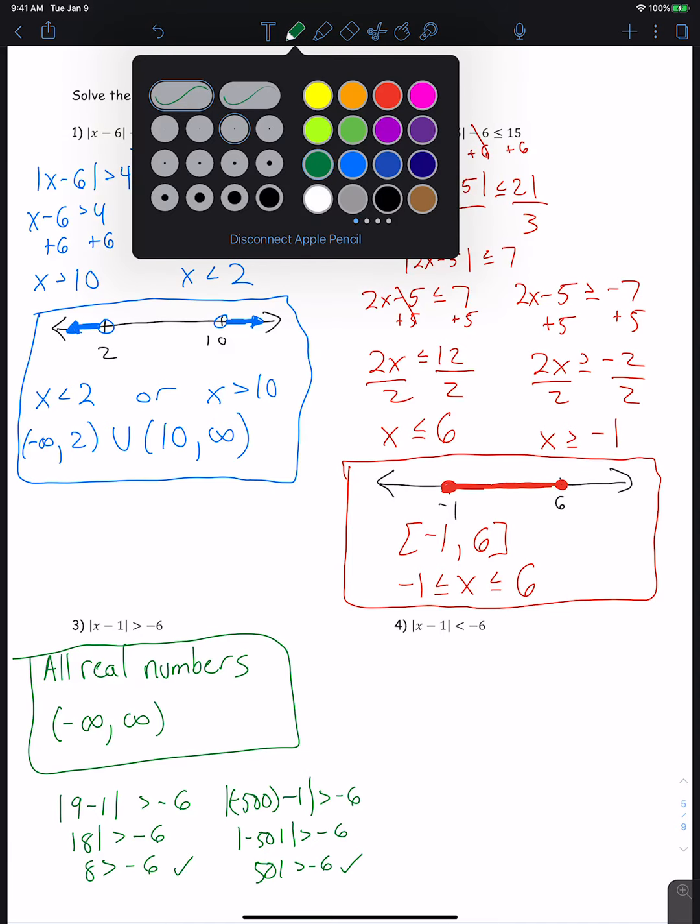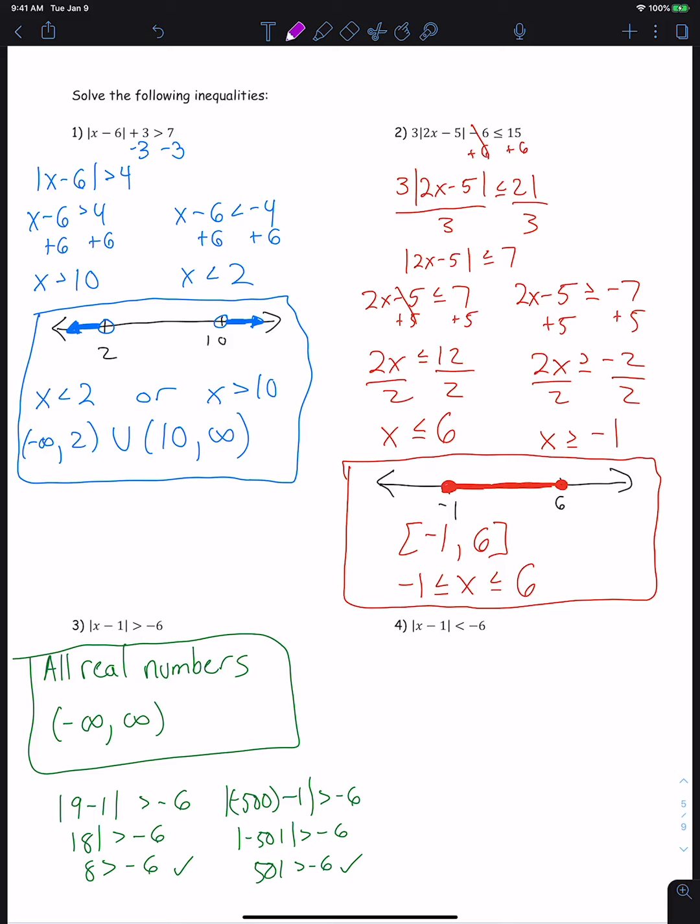Now, in contrast, our next one says the absolute value of x minus 1 is less than negative 6. So this absolute value is all by itself on the left side, but an absolute value can never be negative. So an absolute value can never be less than 0, or in this case, it can never be less than a negative number. Therefore, we have no solution. Nothing we plug in for x will give us a number where the absolute value of x minus 1 is less than negative 6.